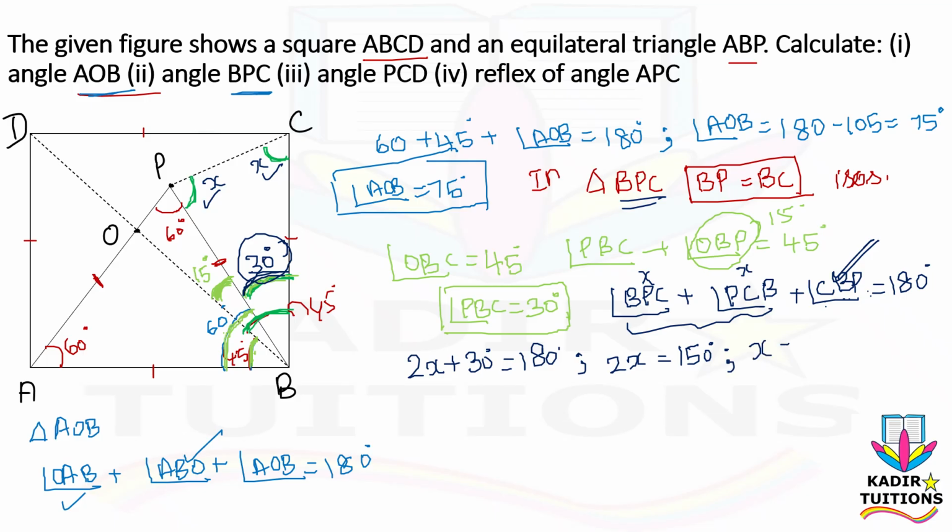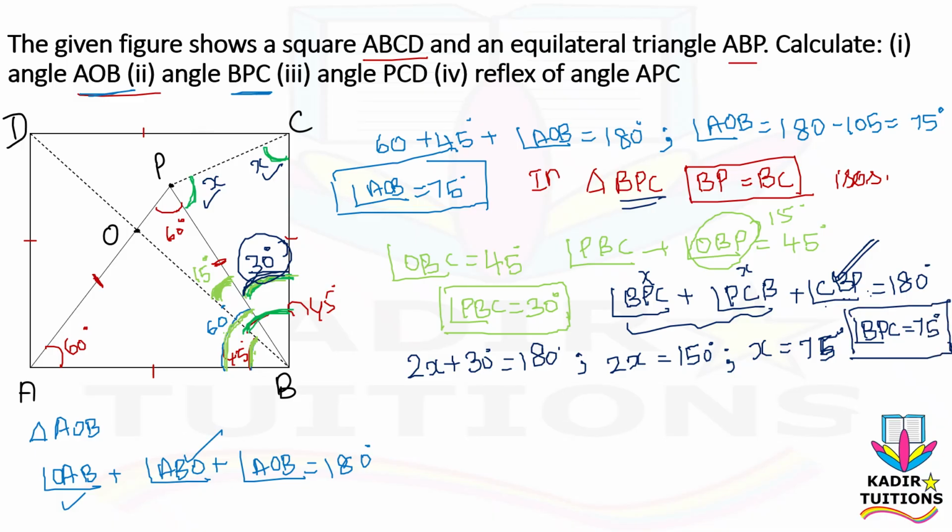And what is x equal to? It is 150 by 2. So the answer over here is going to be 75 degree. So what is the answer here? 75 degree. So here we have found the angle BPC as 75 degree. So we will mark it over here: angle BPC is equal to 75 degree. So this is our second answer.